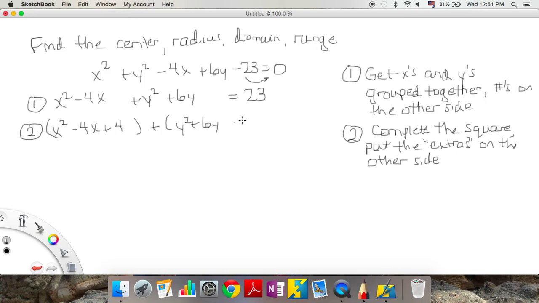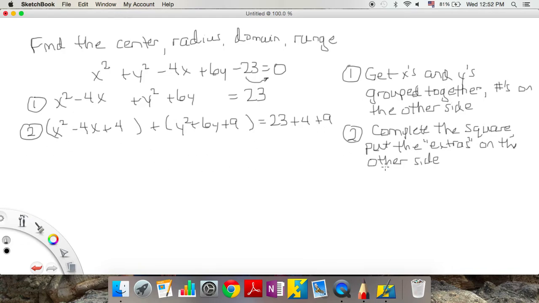And then here we complete the square also. So 6 divided by 2 is 3. 3 squared is 9. Now, we added stuff here. So whatever you add to one side, you've got to add to the other side, or else you've changed the whole equation. So make sure you remember to add it to this other side here.